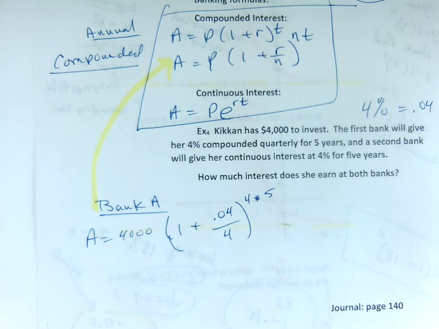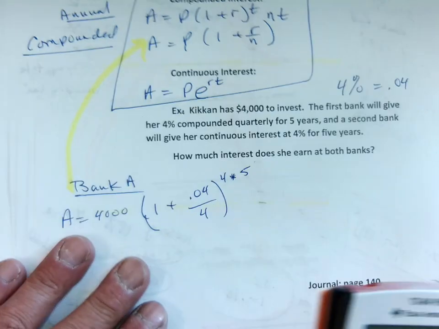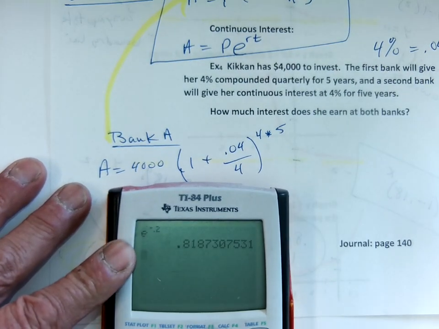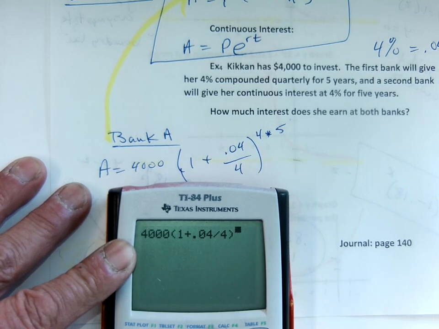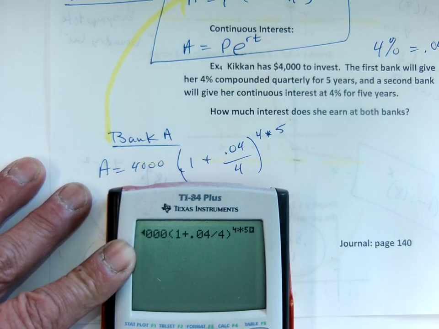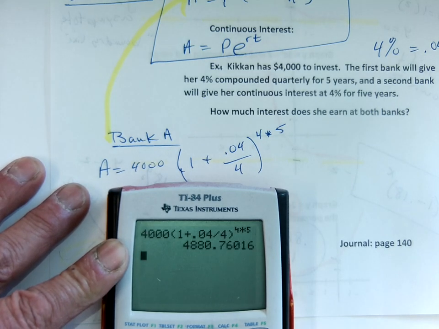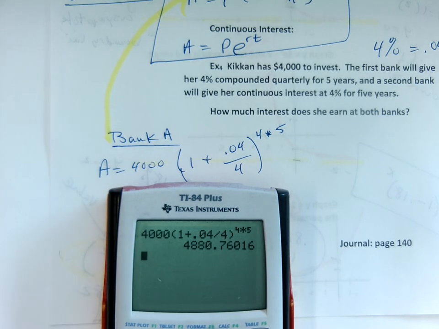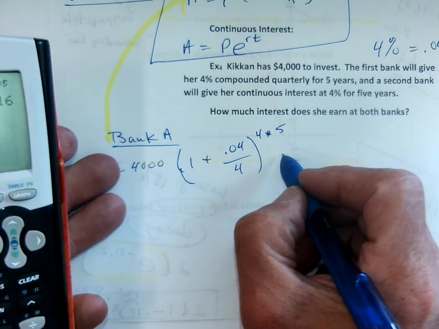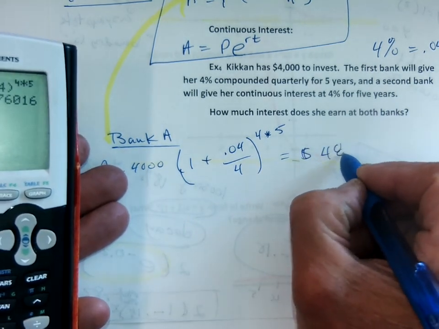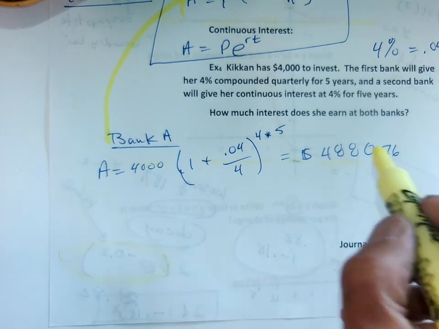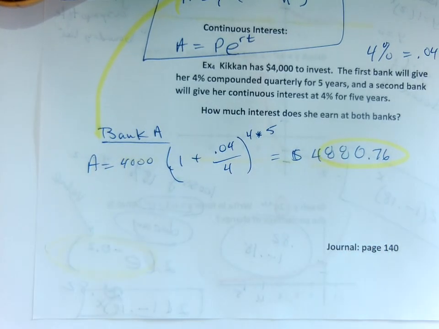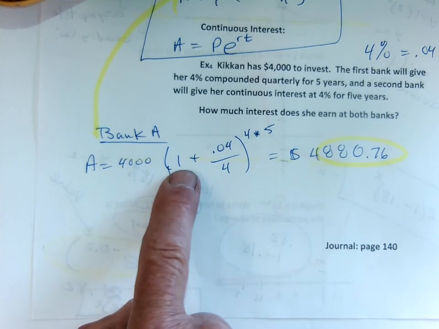And I'm going to use a calculator to find out how much money she's going to earn. So I'm going to take my calculator, type the numbers in. Clear, 4,000 times 1 plus 0.04 divided by 4, to the power of 4 times 5, okay? Yeah, so about 4,880. So she made $880. That's not bad. So after 5 years, Keegan has $4,880.76. So she basically made $880.76, right? The 1 has to be there for her to get her original investment.